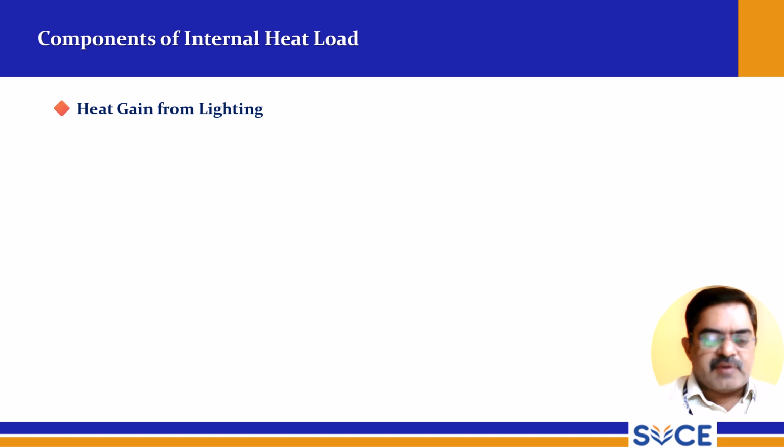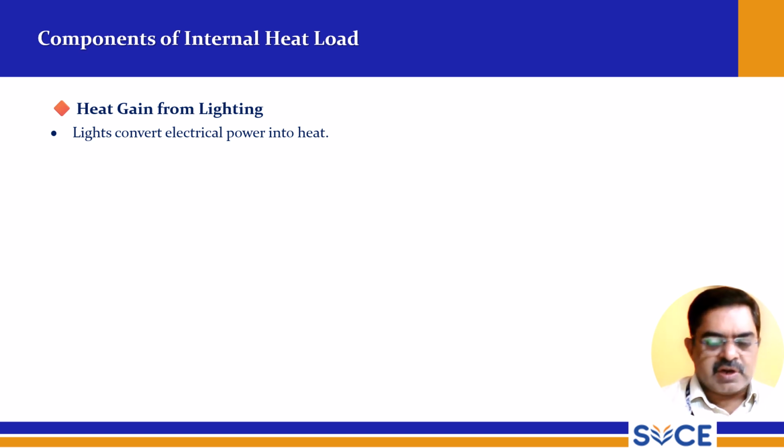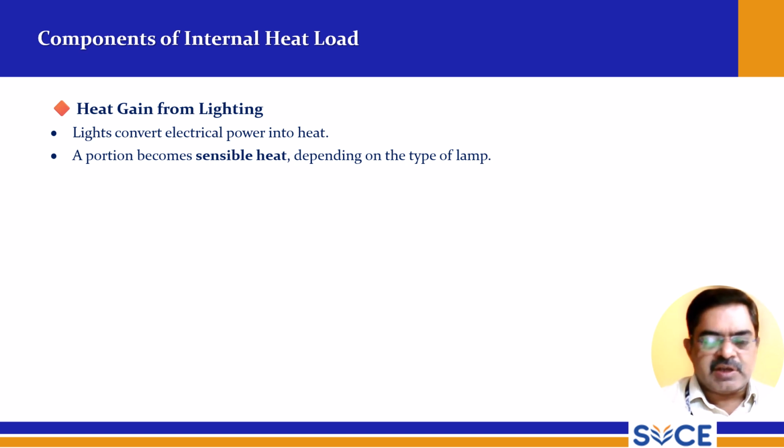So heat gain from lighting. Definitely there will be lighting in every room or space, and lights convert electrical power into heat. So lights normally generate heat, and a portion becomes sensible heat depending on the type of lamp. Normally what we get from lights is the sensible form of heat, and the type of lamp also matters here.